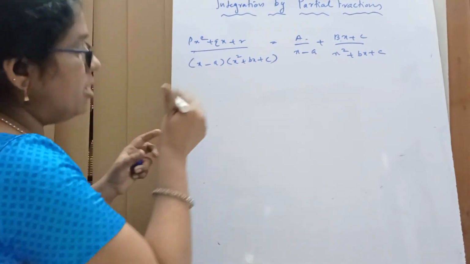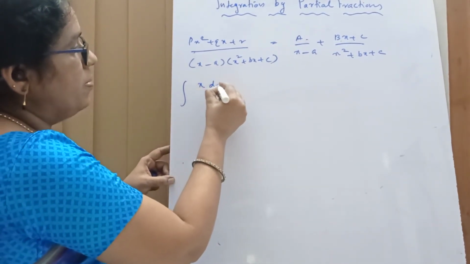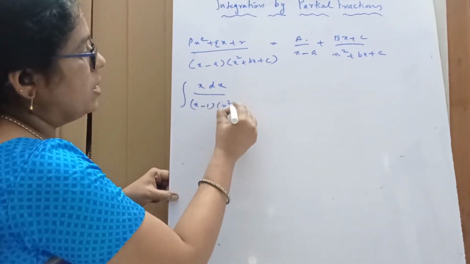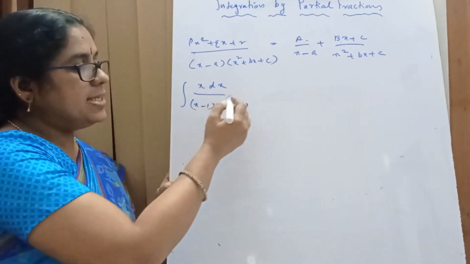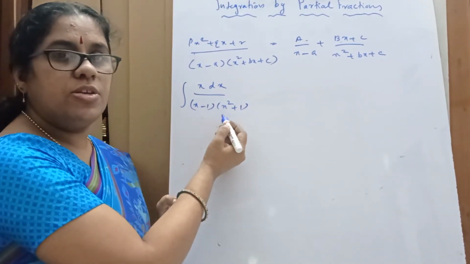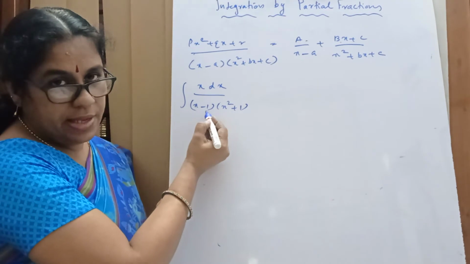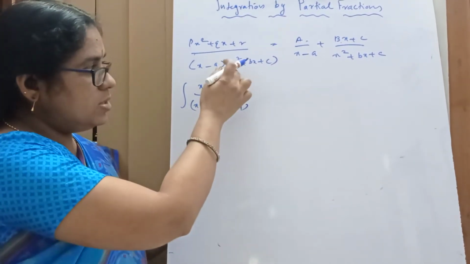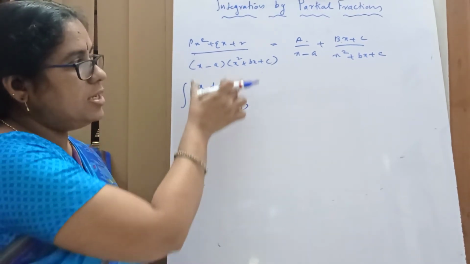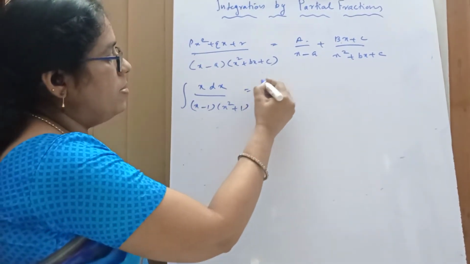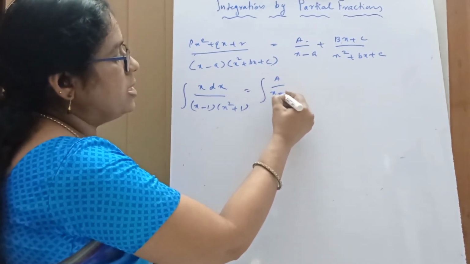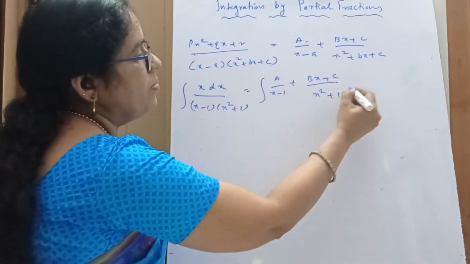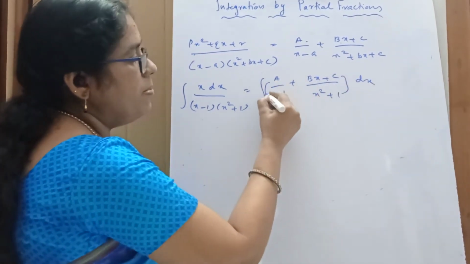integral x dx divided by x minus 1 into x squared plus 1. One is a linear factor, the other is a quadratic which cannot be factorized. So this rational function is of this form. Okay, the partial form is integral a by x minus 1 plus bx plus c divided by what? x squared plus 1, into dx. This is the partial form.